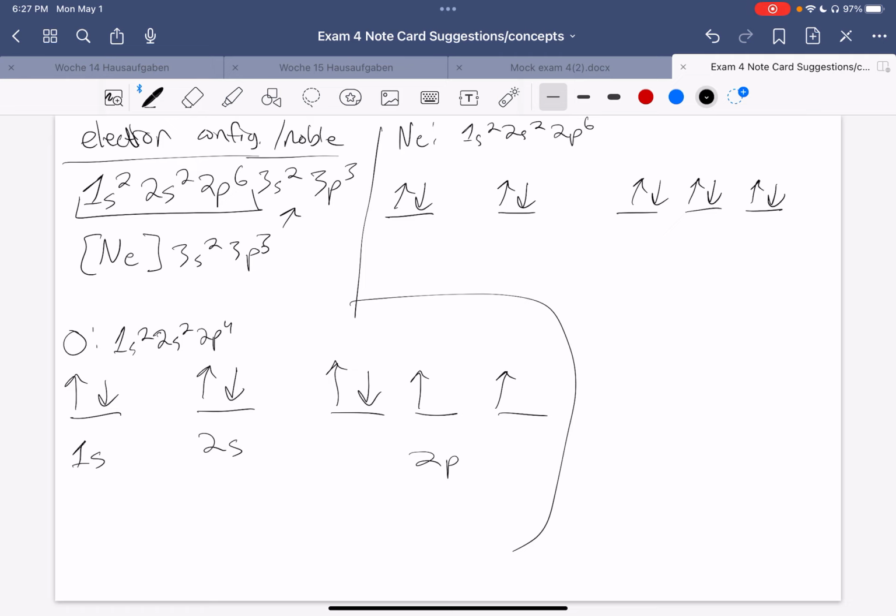And then another rule of stability we can remember is half-filled orbitals. Let's just do nitrogen or something. So that one is going to be 1s2, 2s2, and then 2p3. Fill these orbitals again.